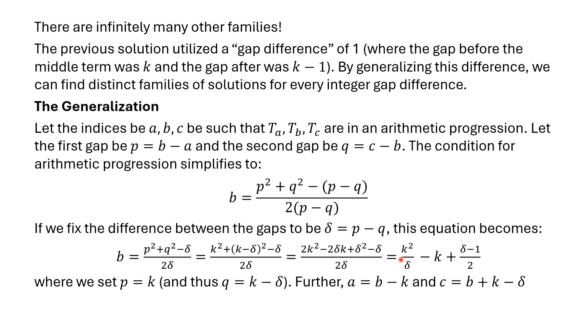So this first one gives us k squared over delta. Here the 2 deltas cancel, we just get minus k. Then here we divide the delta into both of these terms. Here we get delta minus 1 divided by 2. So let's look at some examples where we take different values for delta and find our values for a, b, and c, which in turn give us our arithmetic progression. I'll do that on the next slide.